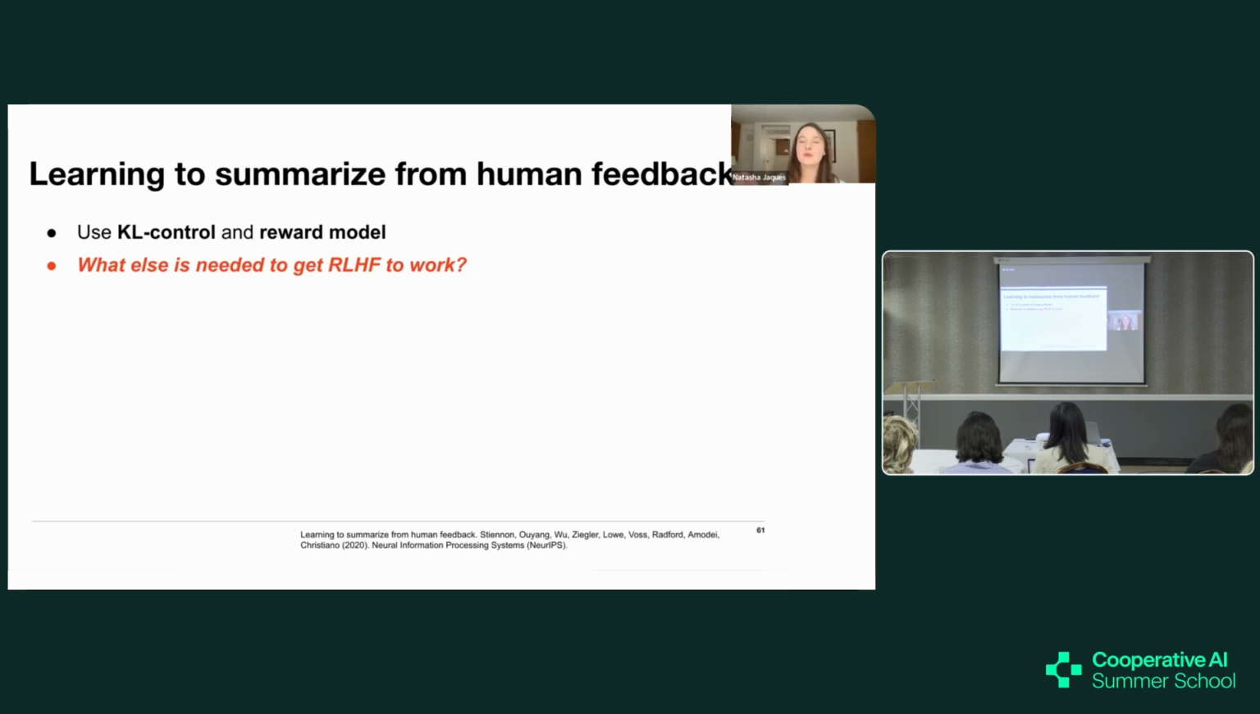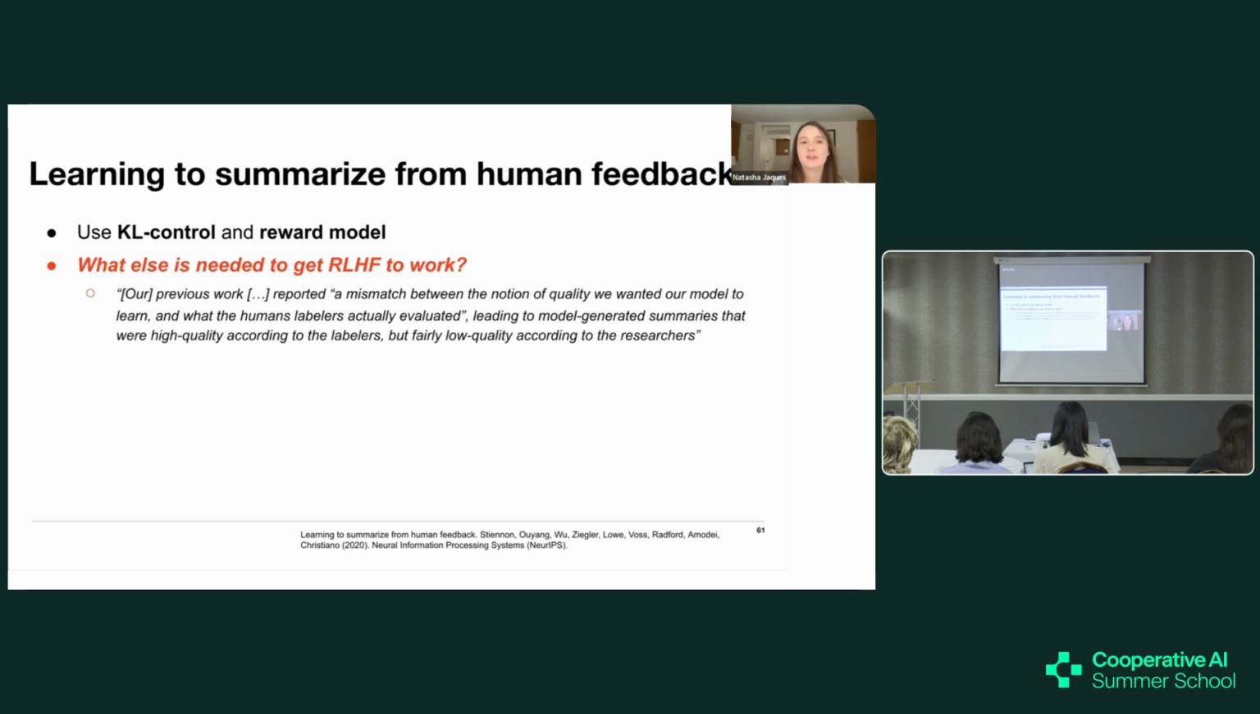Let me give you a hint. So this is a quote from the paper. "Our previous work reported a mismatch between the notion of quality we wanted our model to learn and what the human labelers actually evaluated, leading to model-generated summaries that were high quality according to the labelers, but fairly low quality according to the researchers." Okay, so given this, what do you think needs to be done?